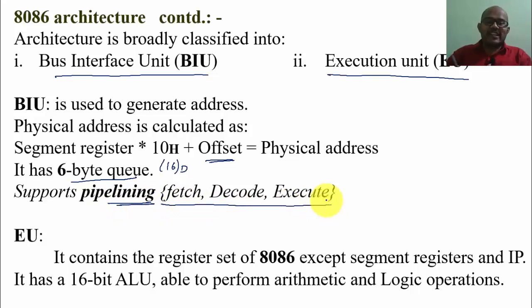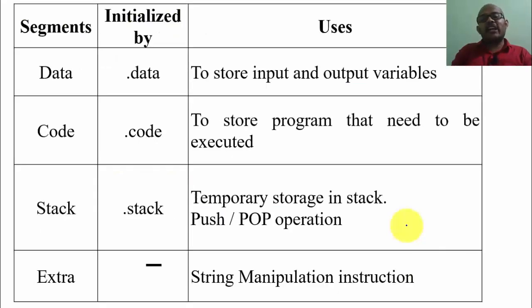You can simultaneously execute. Now, what is the use of the execution unit? It contains the register set of 8086 except the segment registers and instruction pointer. It has a 16-bit ALU which performs arithmetic and logical operations. Also, it has a flag register which tells the status after the arithmetic and logical operations you perform.